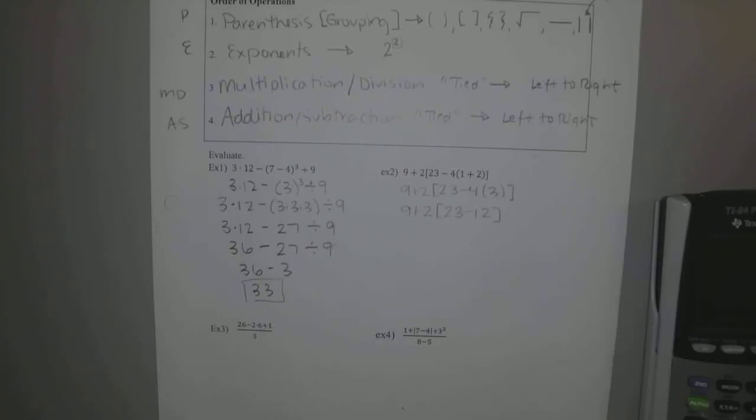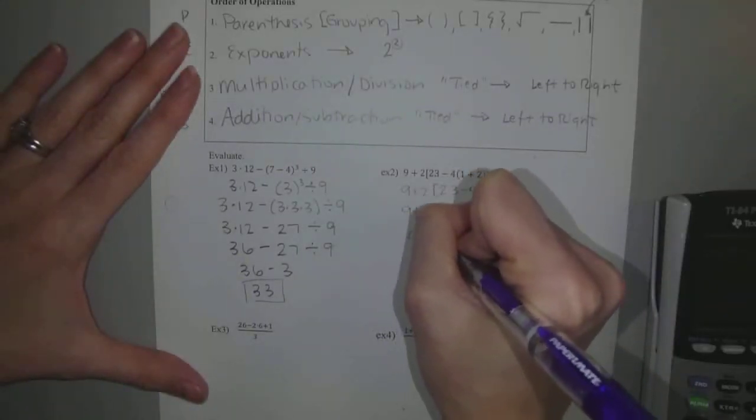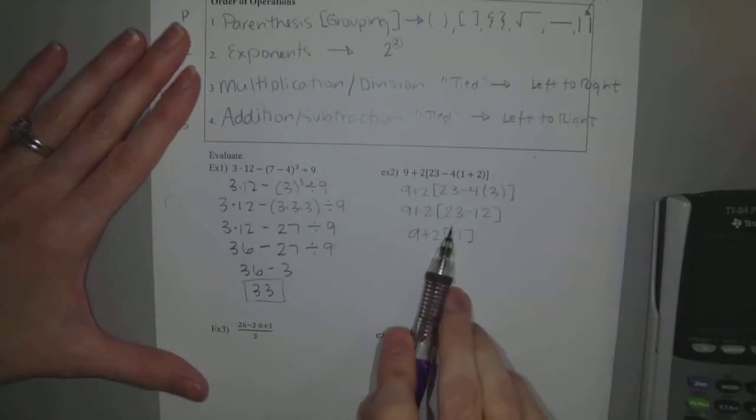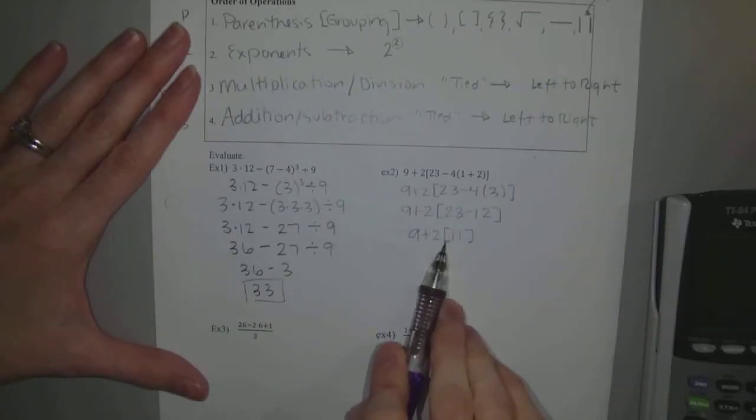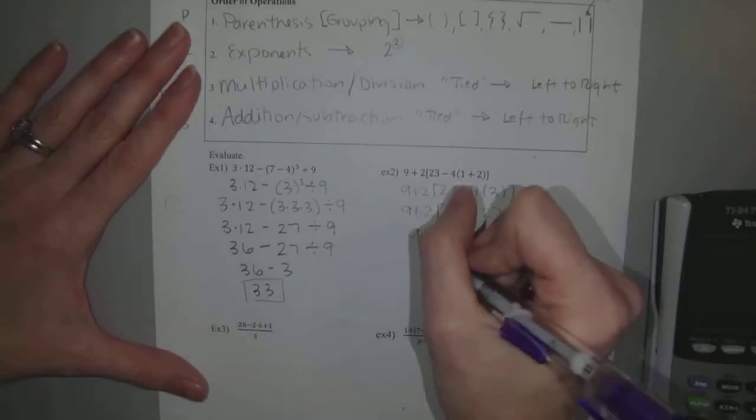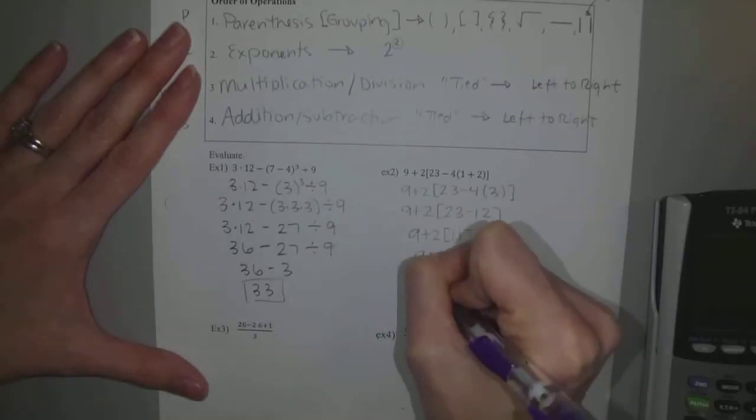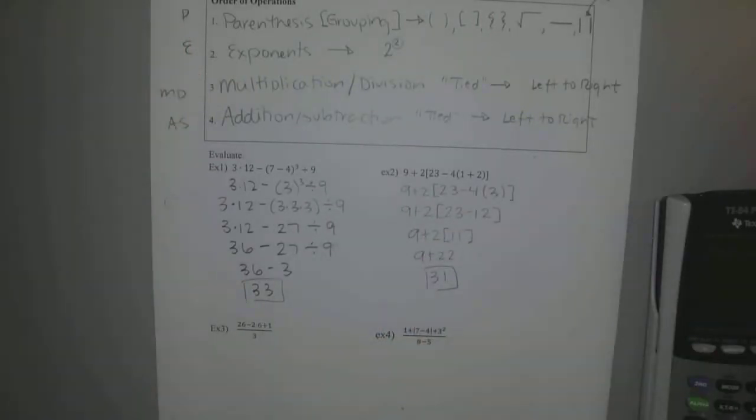Not until you get down to one single number can you get rid of your parentheses or your grouping method. So we still need to do 23 minus 12, which is, what is that, 11? So we have 9 plus 2 bracket 11. And this is what I'm talking about. Now that it's one single number in here, the brackets are not really needed. It's just multiplication. 2 times 11. So you have 9 plus 22, or 31.